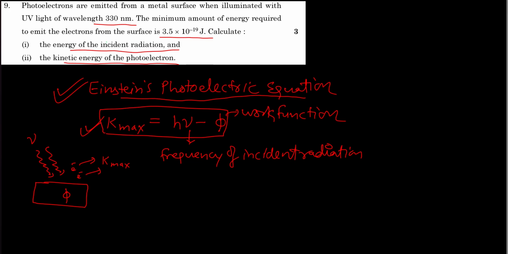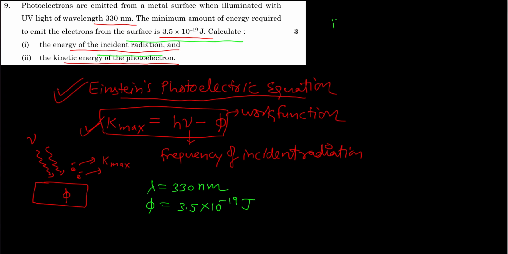In the question it is given that the surface is illuminated with UV light of wavelength 330 nanometer. So frequency is not given directly; they have given the wavelength lambda as 330 nanometer. The minimum amount of energy required to emit the electron from the surface is called the work function. So the work function phi is given as 3.5 into 10 raised to the power minus 19 joule. The question asks for the energy of the incident radiation and the kinetic energy of the photoelectron.